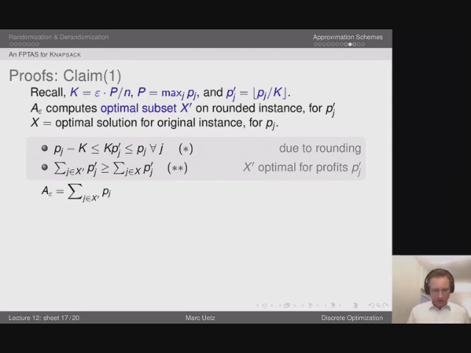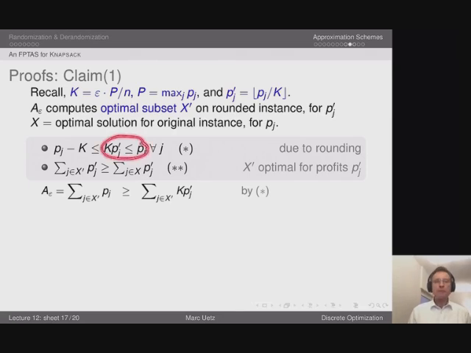So let's see. This is the value that the algorithm achieves, right? It computes an optimal solution on the rounded instance. So that's a subset of items. But this is the original items, right? So the original profit values. Okay. First inequality.